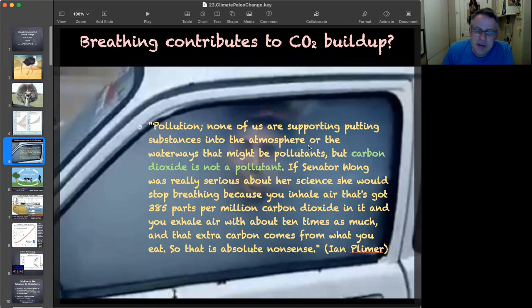There are a lot of people saying, well, CO2 isn't toxic, so what's the problem? It's not a pollutant; pollutants are toxic. If you inhale air that's got 385 parts per million carbon dioxide and you exhale it with about 10 times as much, and that extra carbon comes from what you eat, so this is absolute nonsense. This is one of the logics that people use.